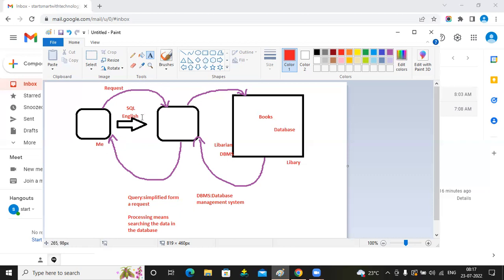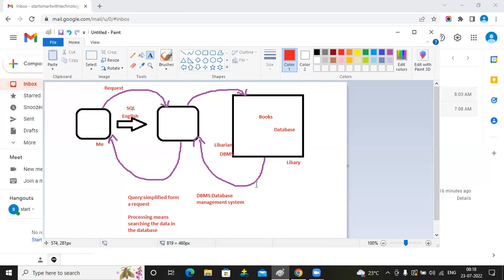In the same way, with a database, the data which is confidential, some kind of data, for example files, can be stored. To communicate with the data in the database, just like the librarian, we use a database management system. The database management system manages the data stored in a database. To communicate with the database management system, we use a language called SQL, structured query language.